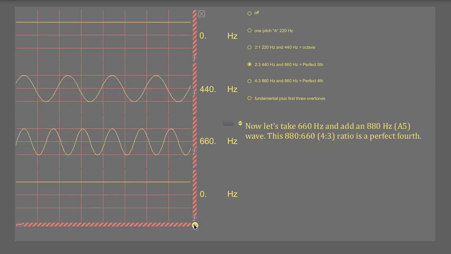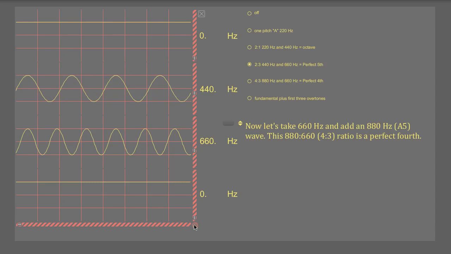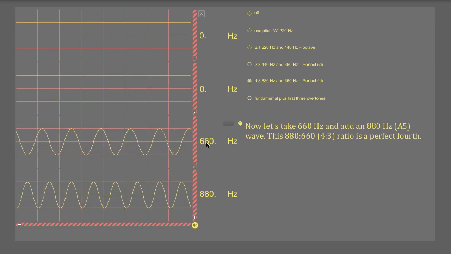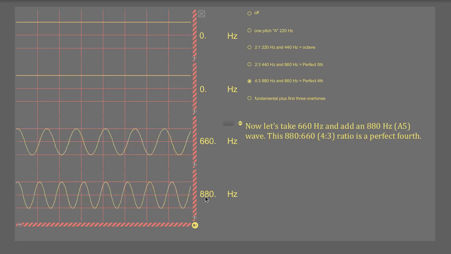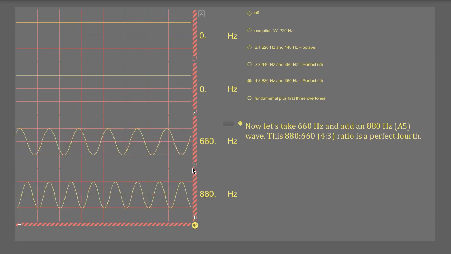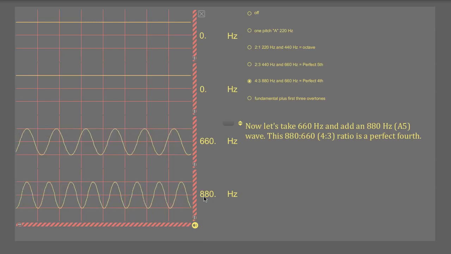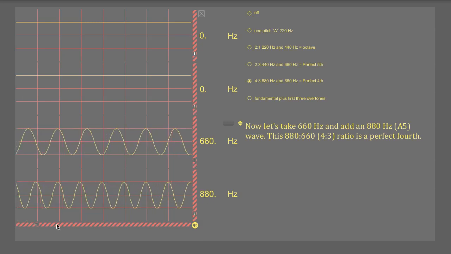So this perfect fifth is a very important part of how we organize our pitches. We take the 2 to 1 interval, which is almost universally heard as a similar kind of a pitch, and we add to it this 3 to 2 relationship. Now, if we add this 660 hertz wave and the 880 hertz, which is an octave above our initial 440 hertz A, we get a 4 to 3 ratio, and this is a perfect fourth.